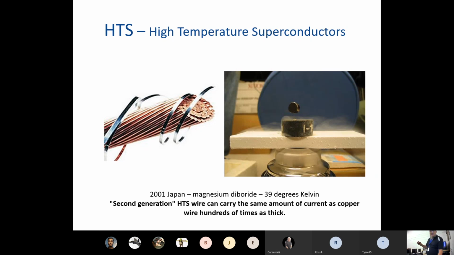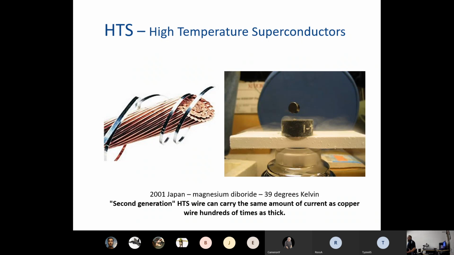Isn't that what it's doing? I think there's a material that's floating above it, but the actual object is this. Anyway, it can carry the same amount as copper wire that's 100 times thicker. So this will be doing a better job by 100 times of what you would pay for copper.